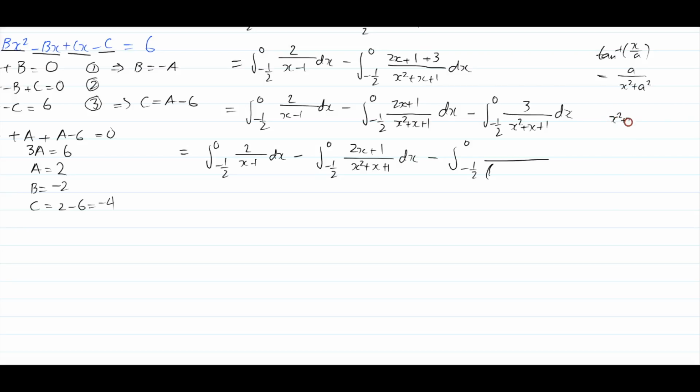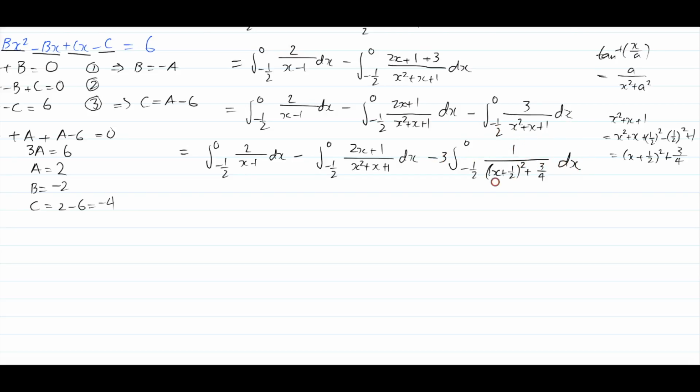x squared plus x plus 1. If you halve the coefficient, you get x squared plus x plus half. And then you square the coefficient and then you minus it back and then plus 1, right? So in that case, you get x plus half squared, minus half squared is minus 1 on 4. Minus 1 on 4 plus 1 is plus 3 on 4. So you can actually write this as x plus half squared plus 3 on 4. And then of course, you can take the 3 out and then everything's over 1 and then dx.